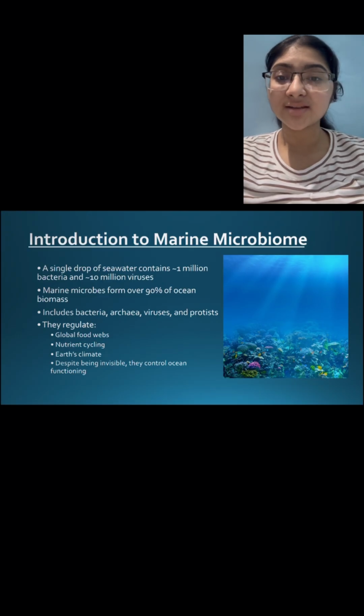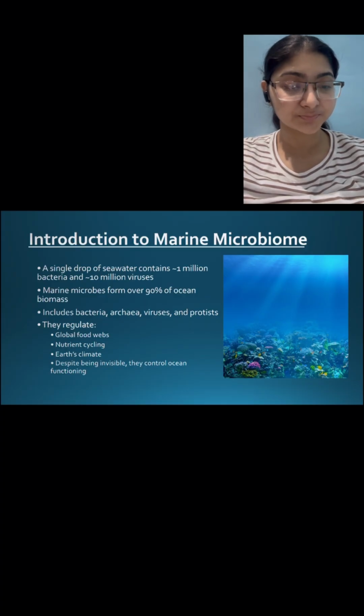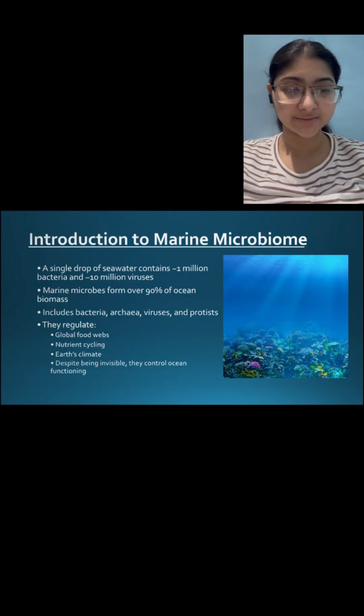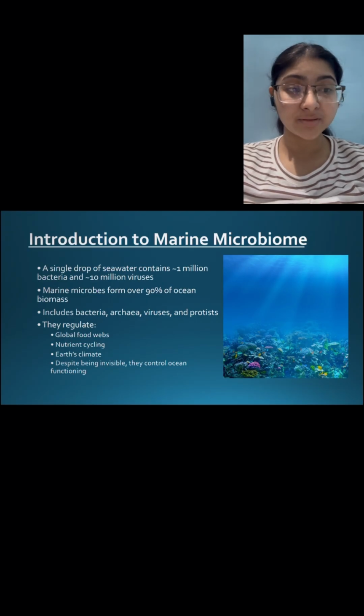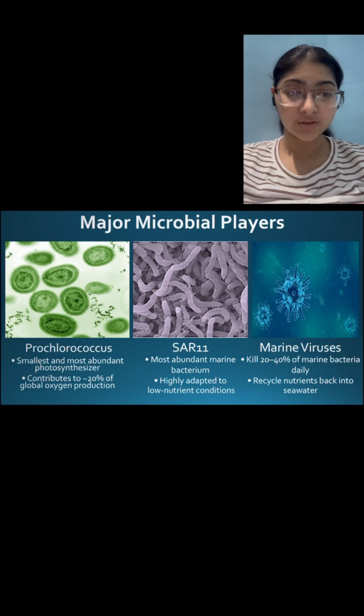As we all know that a single drop of ocean contains more than 1 million to 10 million types of microbes. These microbes include protists, archaea, viruses and many kinds of microorganisms. Marine microbes form over 90% of the ocean biomass. They also regulate the global food web, nutrient cycling, Earth's climate, and despite being invisible, they control the ocean functioning. We have major microbial players such as Prochlorococcus, SAR11, and marine viruses.